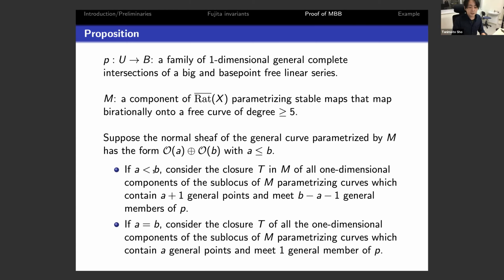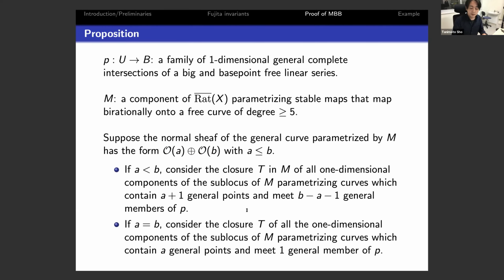So suppose a is strictly less than b, then consider the closure T in M of all 1-dimensional components of the sublocus of M parameterizing curves in M which contain a plus 1 general points and meet b minus a minus 1 general members of P. Because the normal sheaf looks like this, one can prove that curves containing a plus 1 general points and meeting b minus a minus 1 general members of P form a one-dimensional locus. And then we take the closure of this.